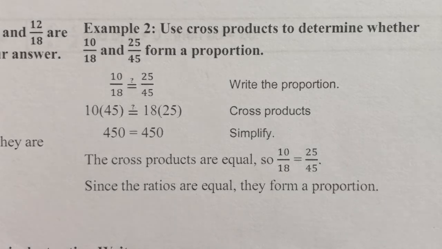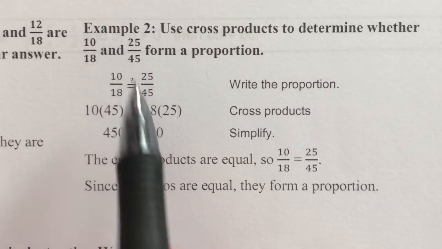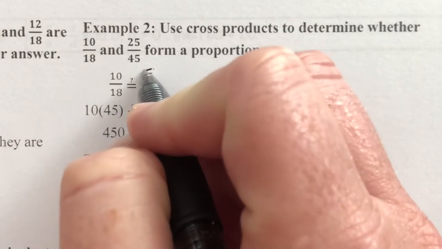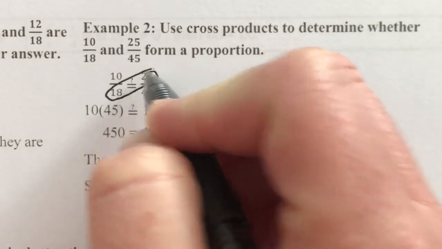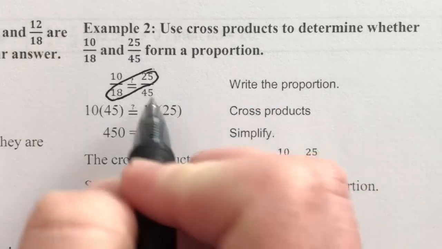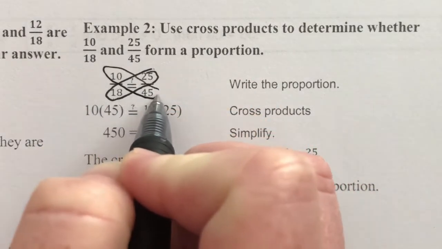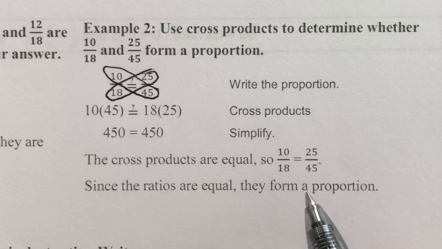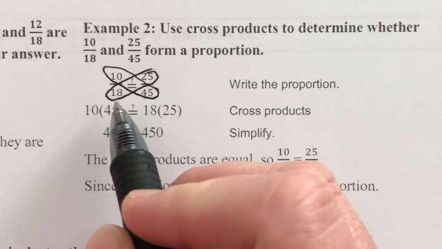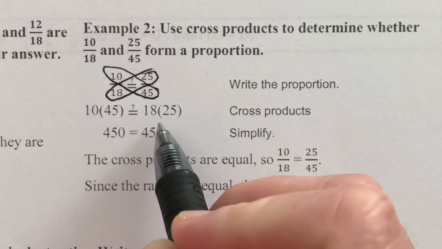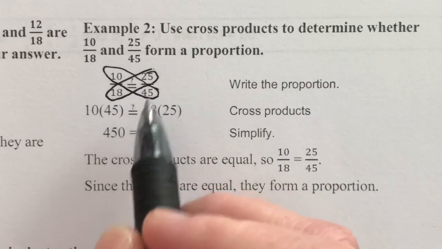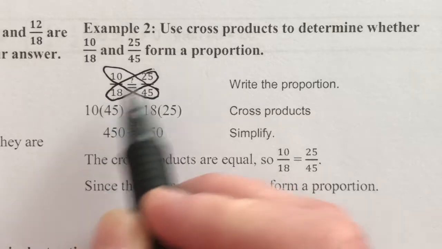Use the cross products to determine whether 10 over 18 and 25 over 45 make a proportion. So all we are going to do is multiply across, diagonally, right? So we're going to take 18 and multiply it by 25. And we're also going to take 10 and multiply it by 45. It does not matter which you do first. 10 times 45 goes on one side of our equal sign, and 18 times 25 goes on the other side. It doesn't matter which side goes which. Once you cross multiply, you set it equal to the other cross multiplication.